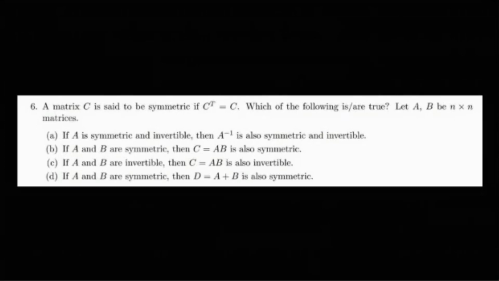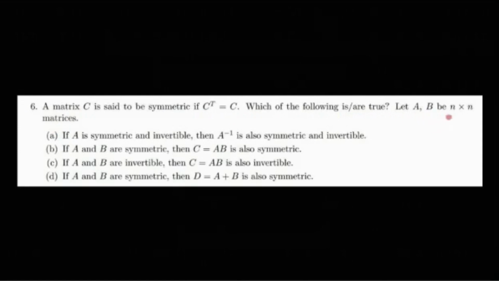Today we are going to solve this problem from CMI Data Science 2022, problem number 6 and 7. So let's start with problem number 6. This problem says a matrix C is said to be symmetric if C transpose is equal to C. Which of the following is or are true?